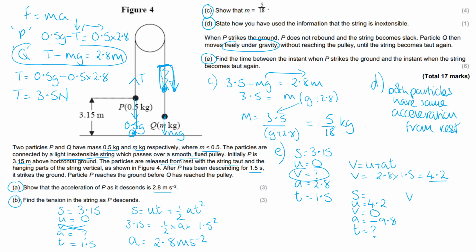So again, we're just going to use v is equal to u plus at. So that is going to be 4.2 minus 9.8t, and t comes out to be 3/7. So then the total time before it becomes taut again is going to be 2 times 3/7, which is 6/7 seconds. So it's going to take 3/7 of a second to get to the top of the height, and so it's going to just double up by the time the string becomes taut again.